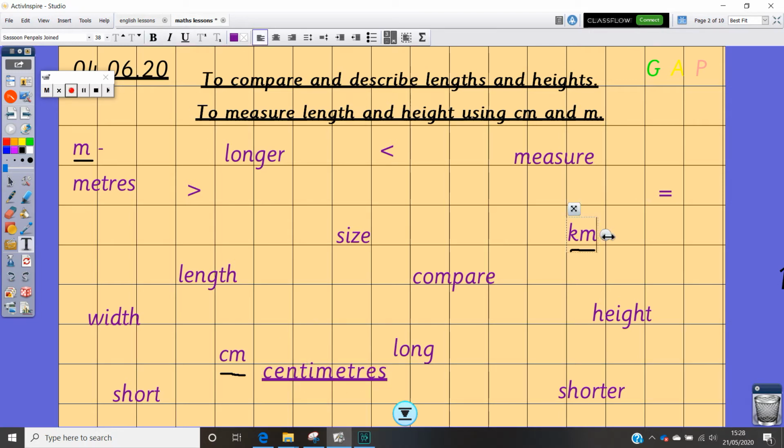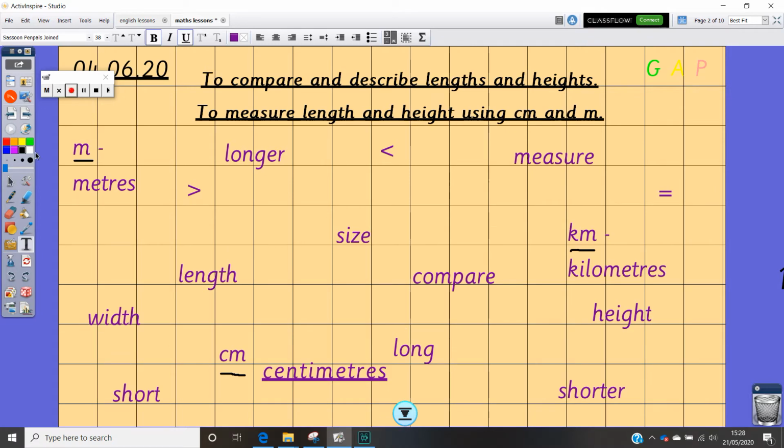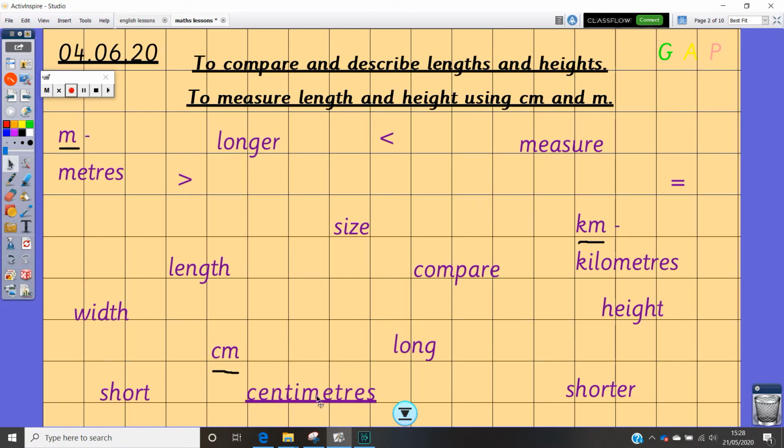And the km here stands for kilometres. So we'll pop all of those on because they're extra words that we have learnt. So cm is centimetres, km is kilometres, so that's a long distance, and m is the middle of the distances, which is metres. Then we've got longer and short, or shorter and long. They are words that we can use to describe lengths. Then we've got width, length, and height.